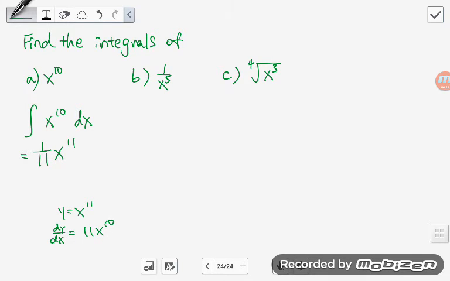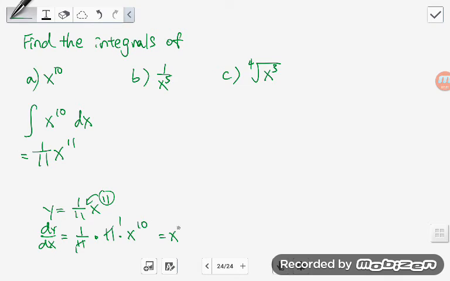Does that make sense? So let's do this. If I say y is equal to 1 over 11 x to the power of 11, so dy/dx gives me 1 over 11, that's still there. The 11 goes to the front, right? So multiplied by 11, multiplied by x to the power of 10. The 11 cuts out, I get x to the power of 10, and that is what we have over here. So my answer is correct.